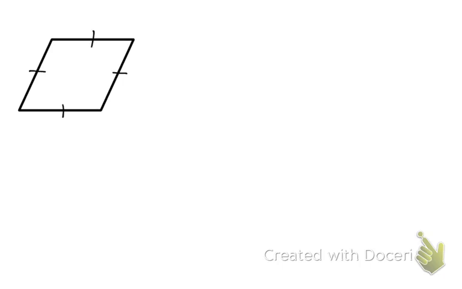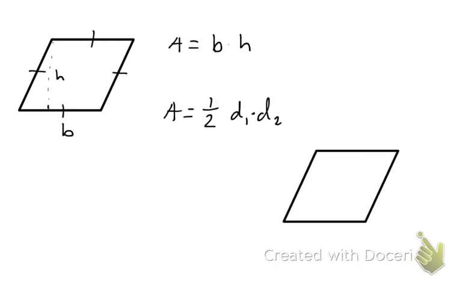This is a rhombus. Rhombuses are parallelograms, but they also have congruent sides. The easy formula is, again, it's a parallelogram, and so it's base times height. But again, base and height have to be perpendicular. But the area of a rhombus could also be 1/2 times diagonal 1 times diagonal 2. Sometimes we'll give you diagonals and we won't give you a base or a height.